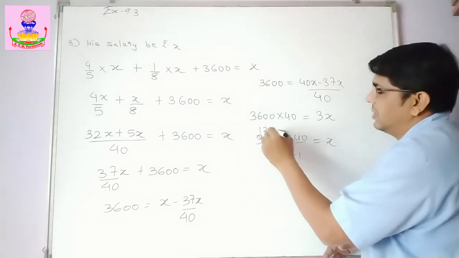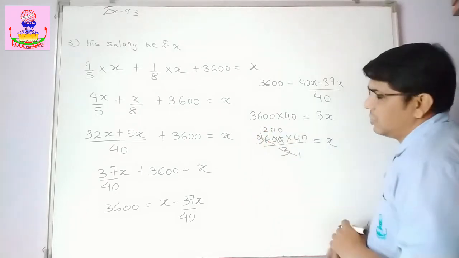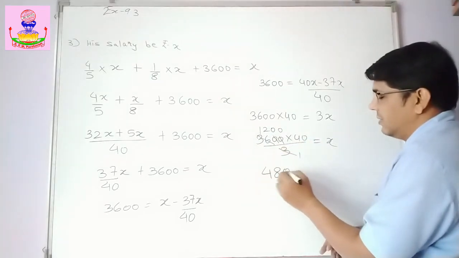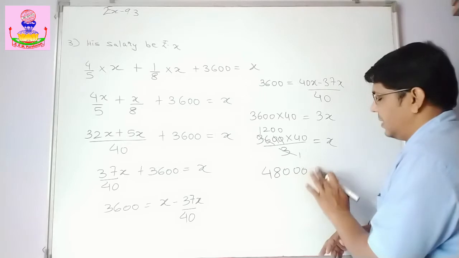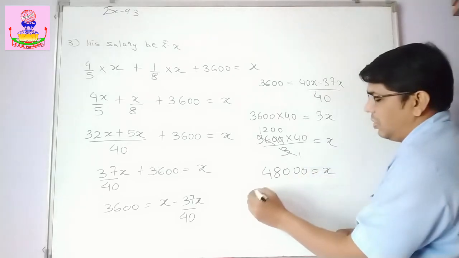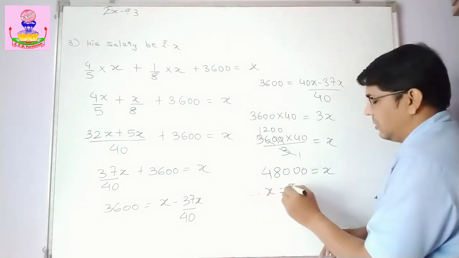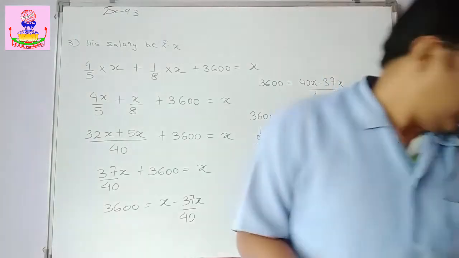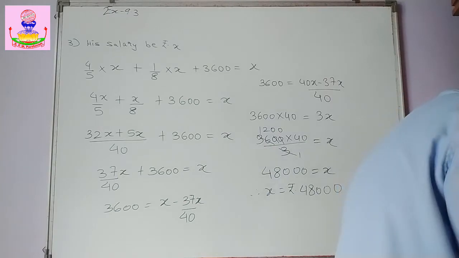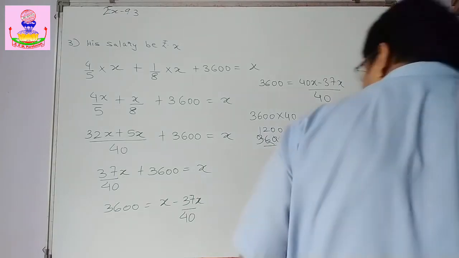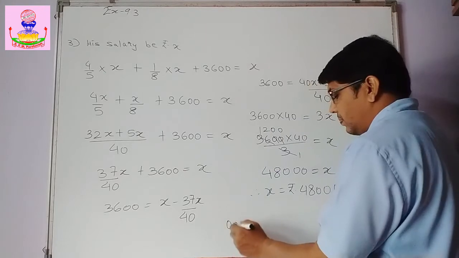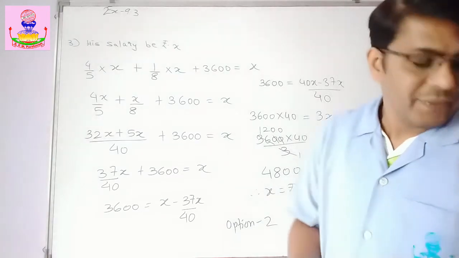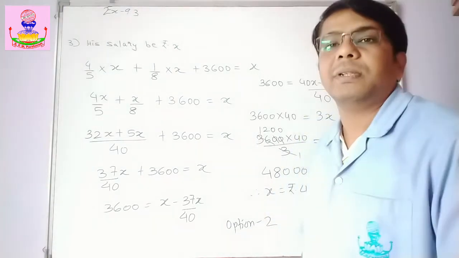3 1s are 3, 3 12s are 36, 0s are 0, 0s are 0. Okay, and 12 4s are 48 and the 3 zeros. So x, that is equal to 48,000. So value of x is 48,000. That is, his salary is 48,000. So option number 2. Okay, so option 2, that is the answer. Okay, let's move to the next example.